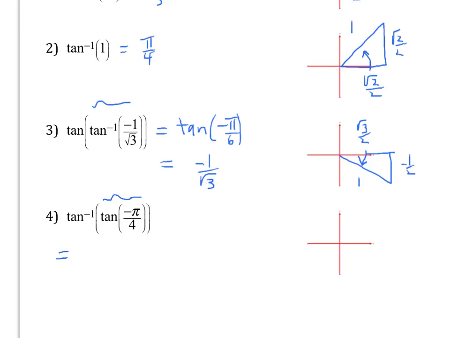Tangent of negative pi over 4, that would be like this, right? This would be negative radical 2 over 2, this would be radical 2 over 2, this is 1. So the tangent of that angle is negative 1. This is just the inverse tangent of negative 1. So remember what that is? That's the angle between negative pi over 2 and pi over 2 whose tangent is negative 1. Well, that's negative pi over 4. You get negative pi over 4. So in this case, you do get the same number you started with.